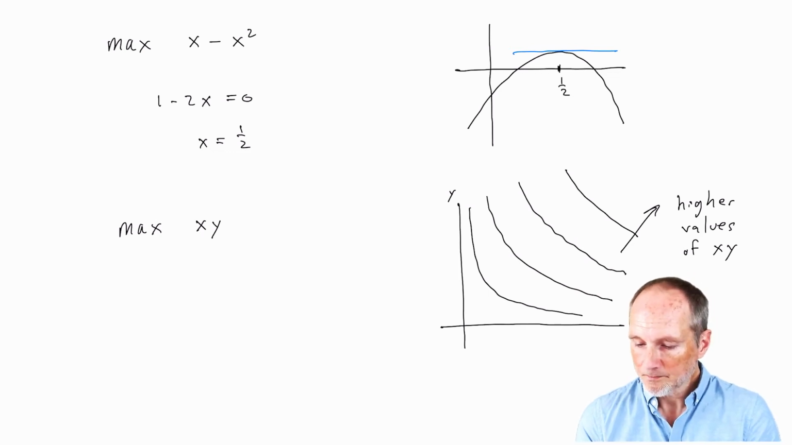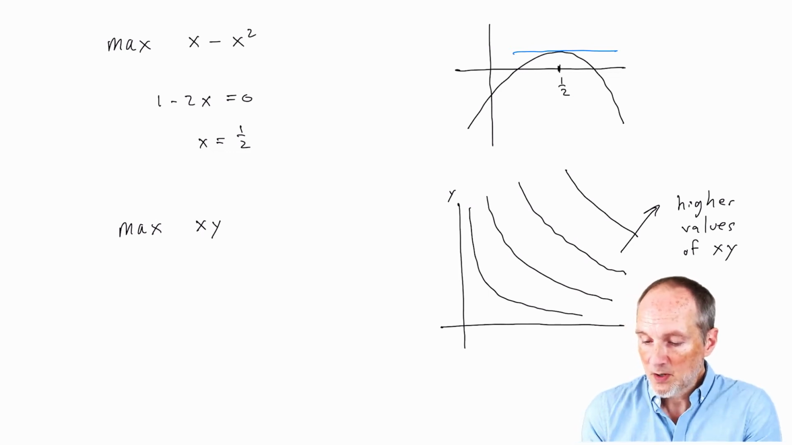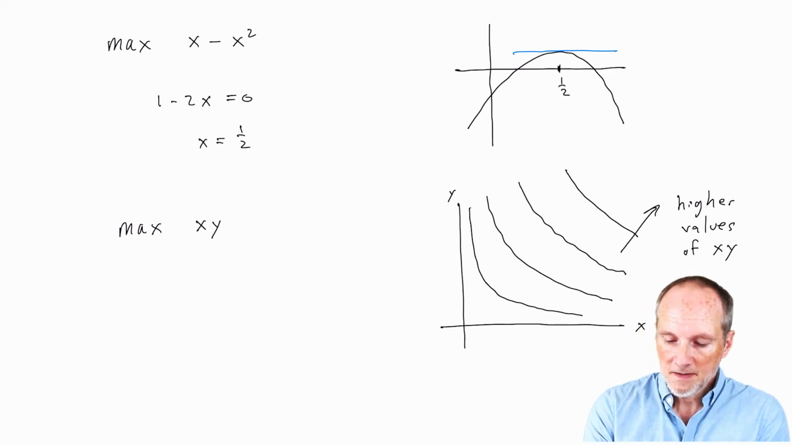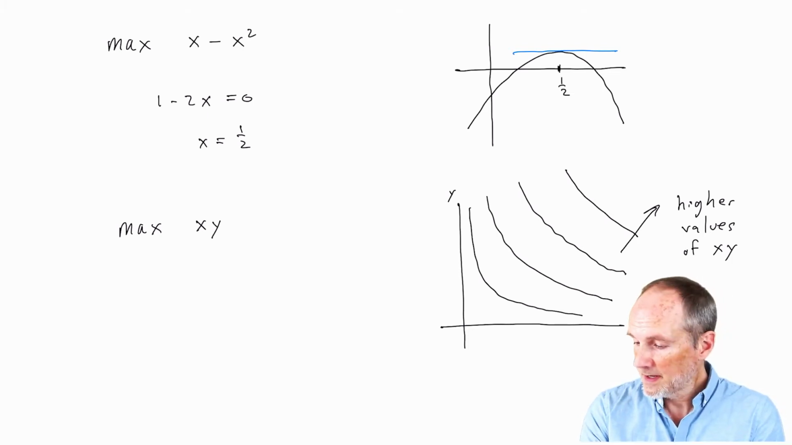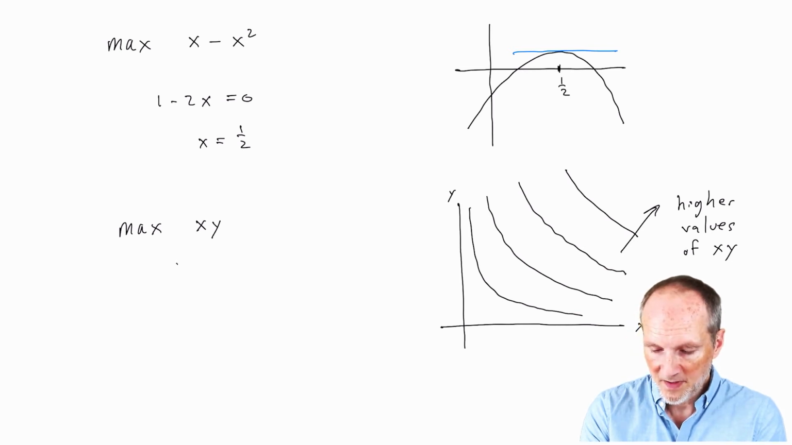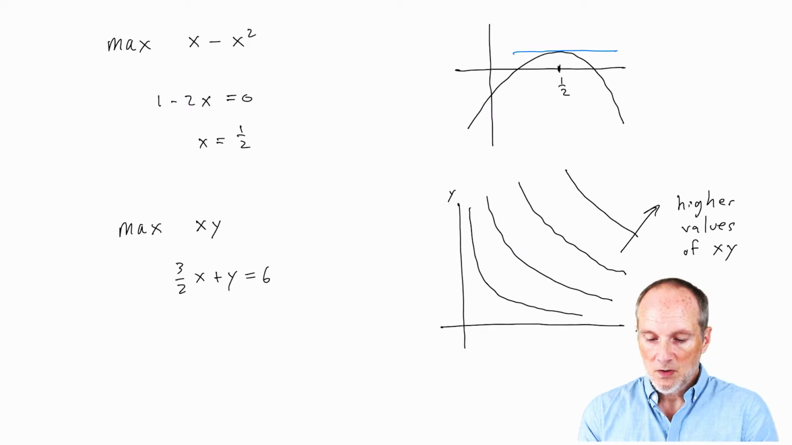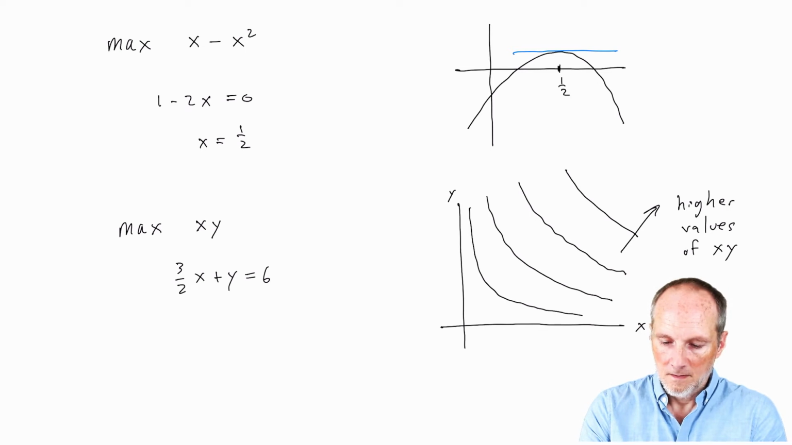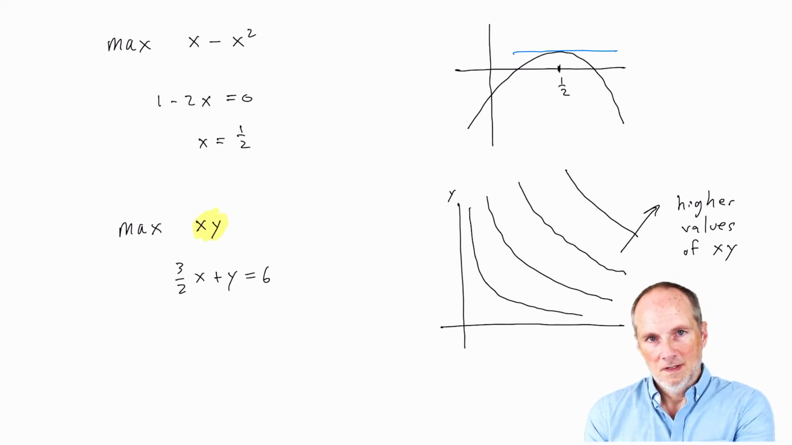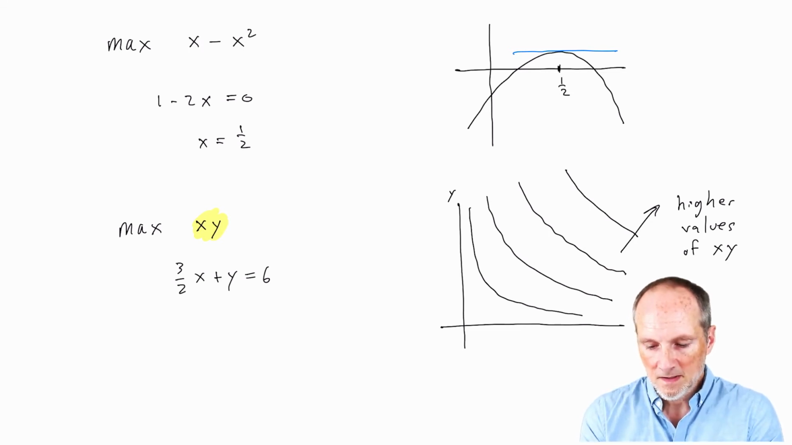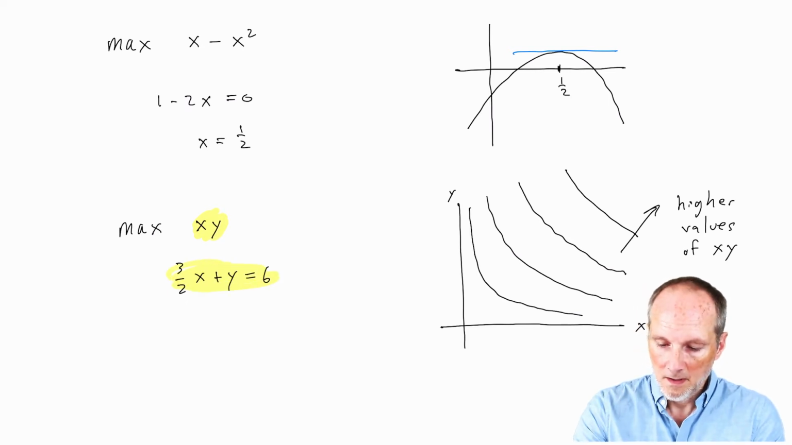And what I want to do is impose a constraint, and I'll stick with the example I've been using: 3/2 x plus y is equal to 6. So we can choose any xy pair to try to make this objective function as big as we can, but we're tying our hands and we can only choose xy pairs that solve this constraint.